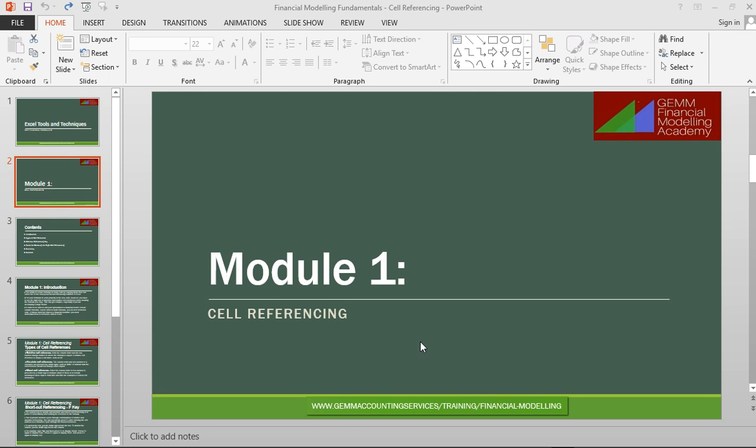Okay, good day. So today we'll be looking at cell referencing. Introduction: the ability to create formulas in many cells by copying them from one cell is one of the most powerful and time-saving features that we have in Excel.